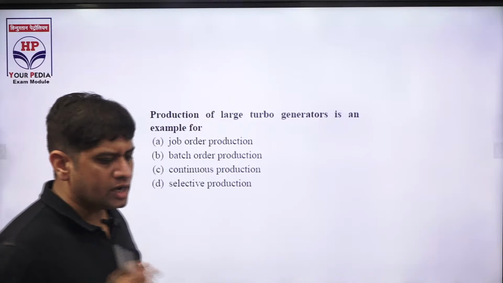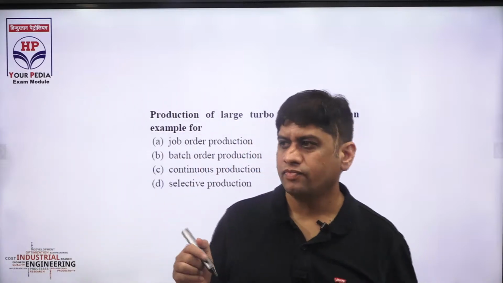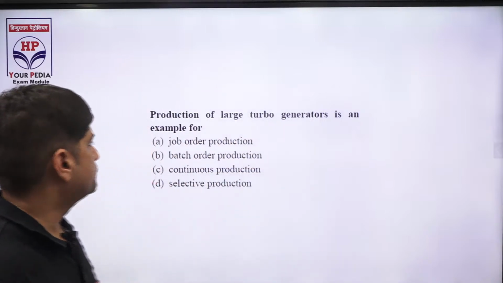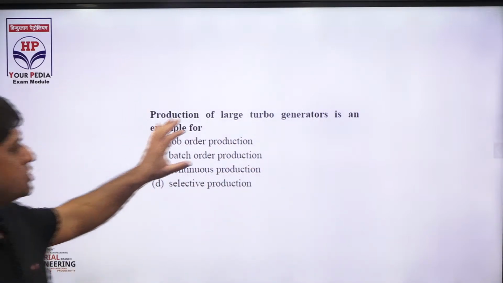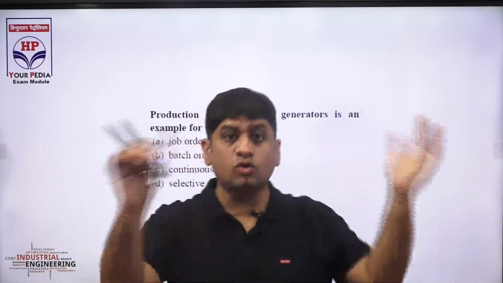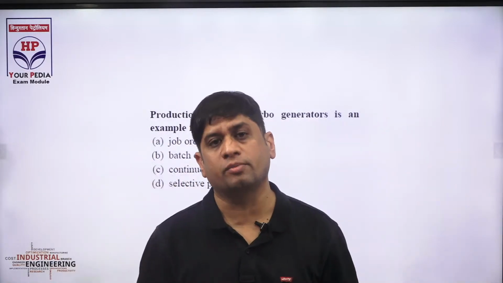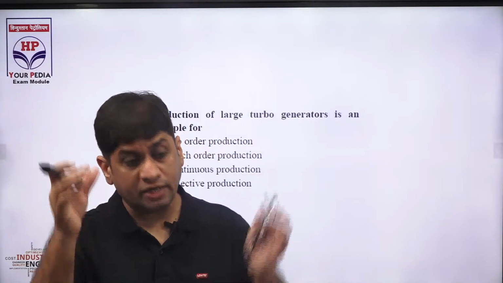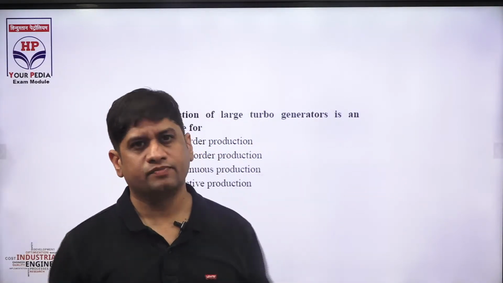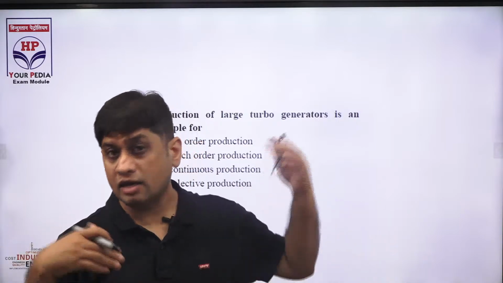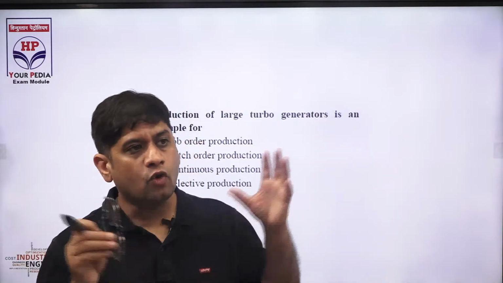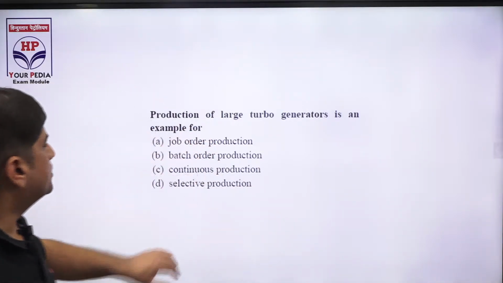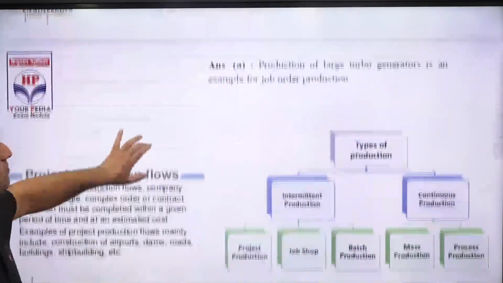I told you nut and bolt is mass production. And then there's batch production. There's also job shop production. Job production is one in which you are making a particular job, a particular project. That is also called project production. It is a particular item which is very big, like a ship, an aeroplane, or a large generator. You are focusing on that. It is called job production, or job order production.